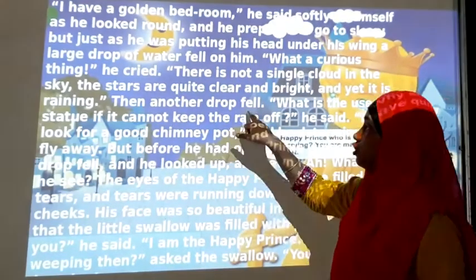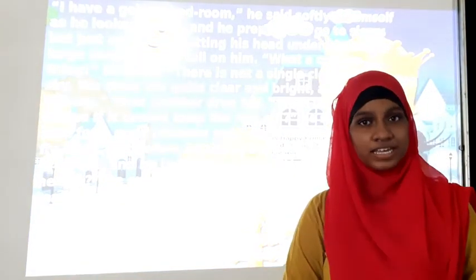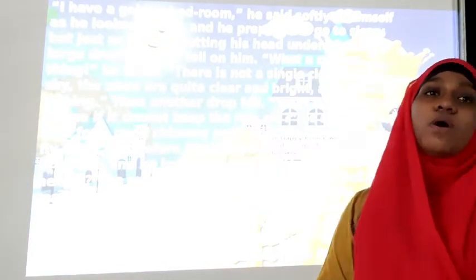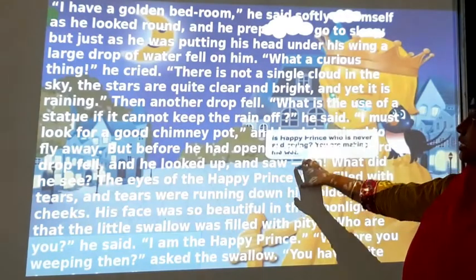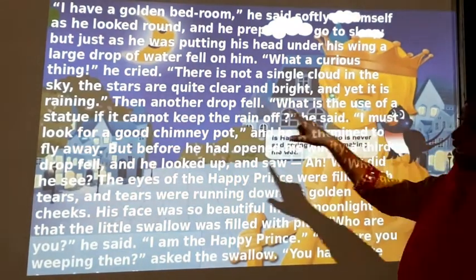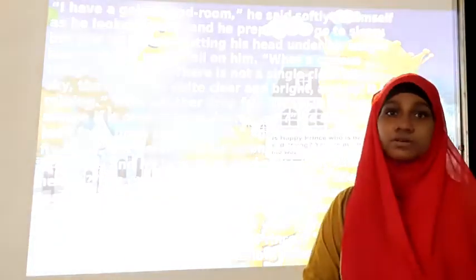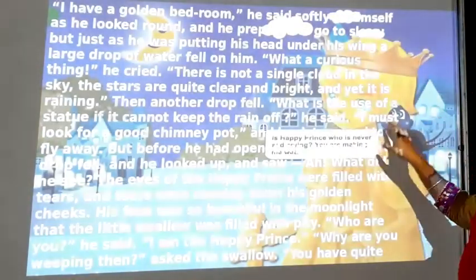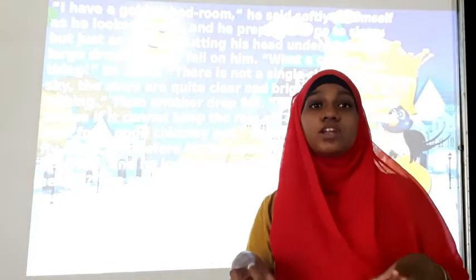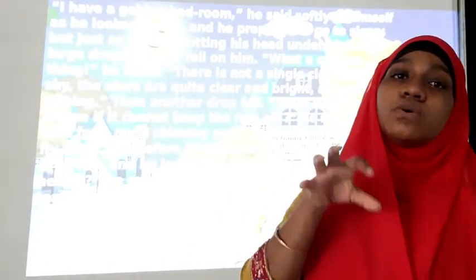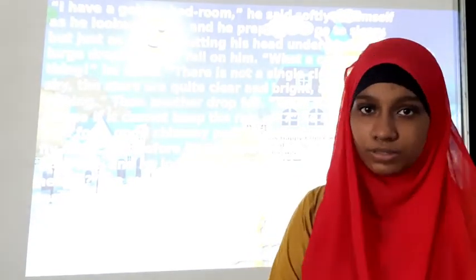So then another drop fell. One drop fell, okay, somewhere it has been. But another drop also fell on the bird. Now what was he saying? "What is the use of a statue if it cannot keep the rain off?" So here this bird is saying, what is the use of a statue? The statue is so big that it cannot keep the water from falling on me. What is the use of it then? Like that the bird is saying.